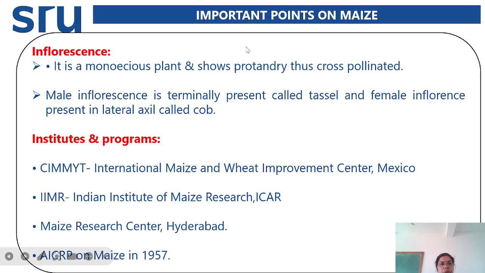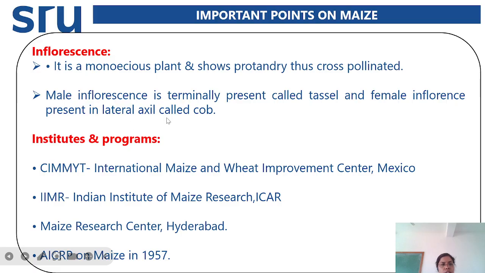Next, important points on maize: as we discussed earlier, it is a monoecious plant because both male and female inflorescences are present on the same plant at different places. That is the monoecious condition, and it shows protandry. Protandry is nothing but the stamens maturing earlier than the pistils. Here the tassel matures earlier than the pod, so it is called the protandry condition. That's why it is a cross-pollinated crop. And next, the male inflorescence is present at the top, at the terminal position, so it is called the tassel, and the female inflorescence is present in the lateral axil, called the pod.